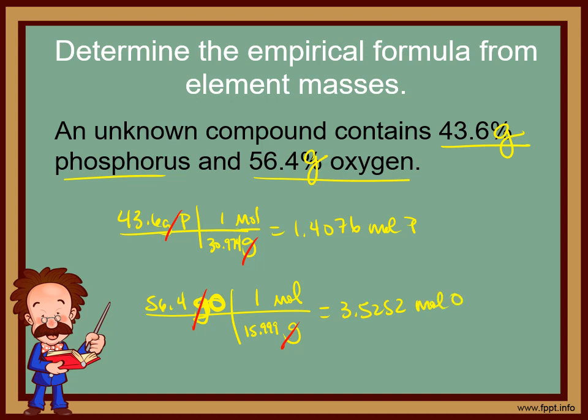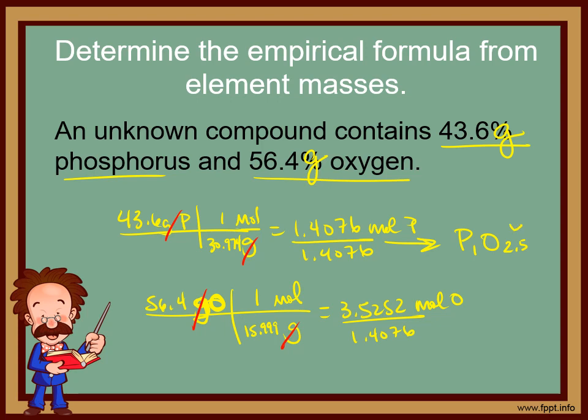Next step, we converted our grams into moles. Now we're going to divide the mole numbers by the smallest of the mole numbers. 1.4076 is smaller than 3.5252. So 1.4076 divided by 1.4076, I can do that math in my head, is equal to 1. So I've got 1 phosphorus. How about this one? 3.5252 divided by 1.4076. Calculator says 2.5. Oxygen 2.5.